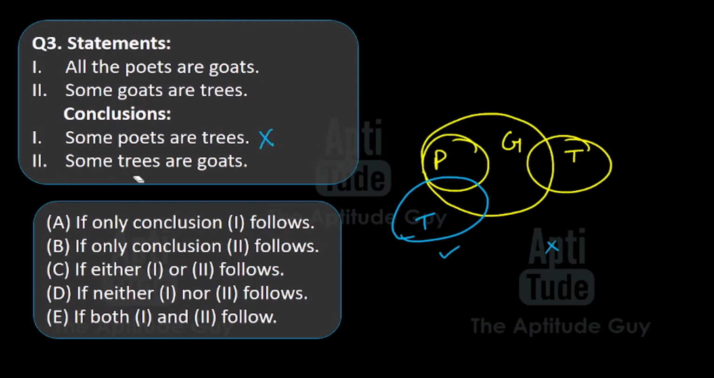Second, some trees are goats. Is that true? That is 100% true. If some goats are trees, then some trees are definitely goats. Right here and right here. So yes, second one definitely follows. That means the answer again is option B.